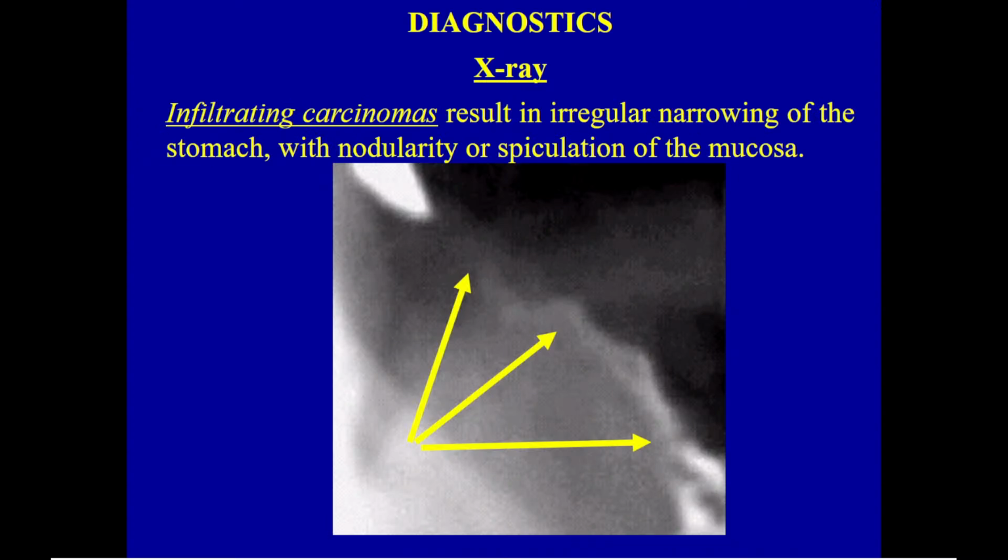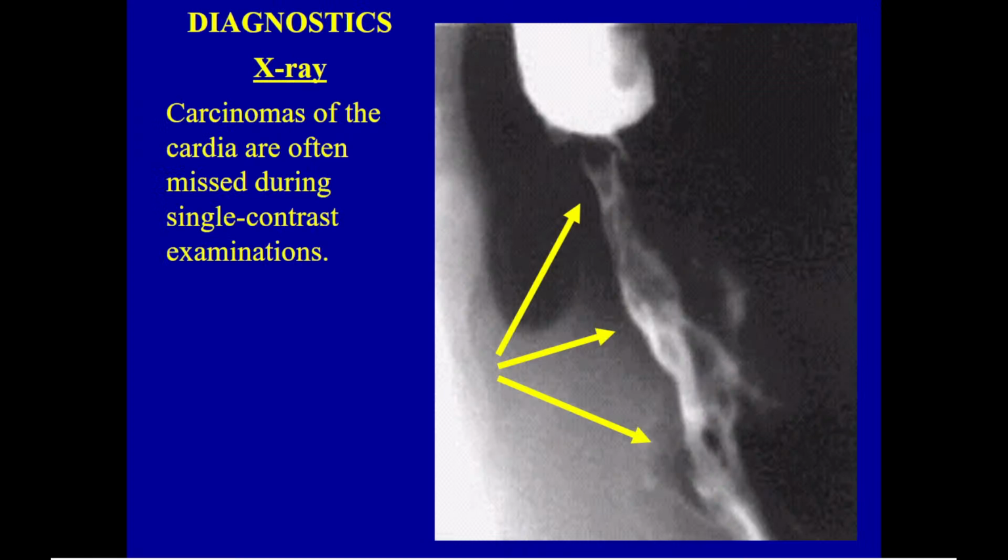Infiltrative carcinomas result in irregular narrowing of the stomach with nodularity or spiculation of the mucosa. Carcinoma of the cardia is often missed during single contrast examination.